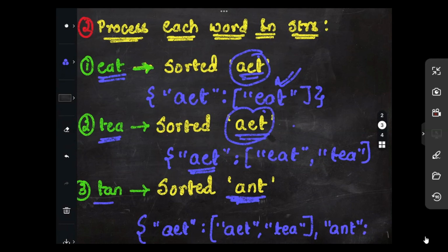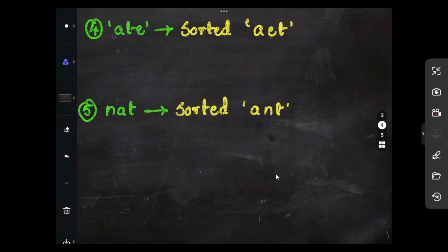So I can write it in this way. This will be tan, right? We got tan here. This is fine. So this is for the third one, tan. Next, let's come to the word ate.